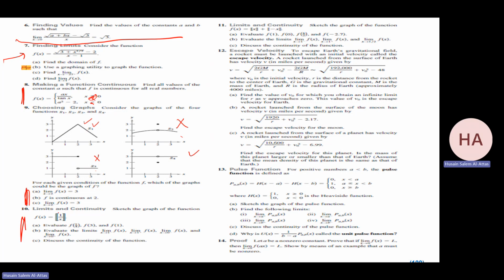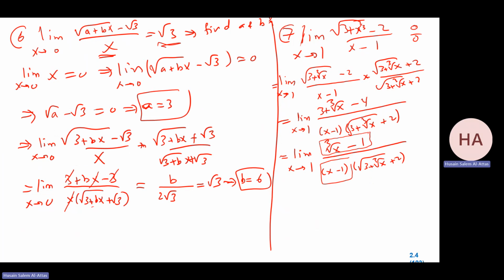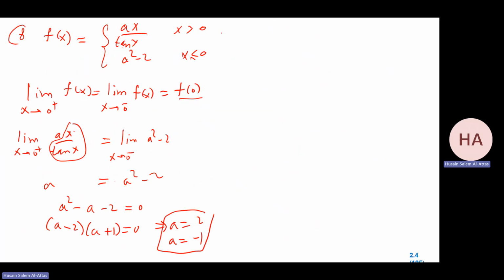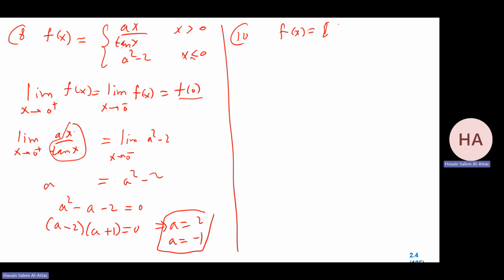I will do 10, absolute greatest integer functions, and then I will do 11, which is also a greatest integer function. That's it. This is what I will do. The rest I will leave for you to see. 10. This is the function: greatest integer of 1 over x.